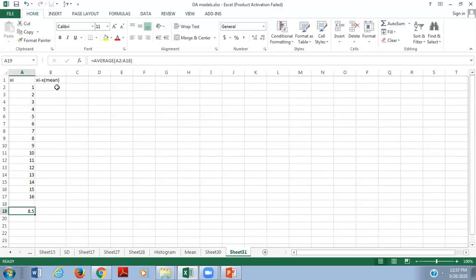Now what should I do? I have to now get the xi minus x bar. So I would put equal to xi, meaning this value, minus the mean value, meaning this value. But again, the problem is that this particular cell is fixed. The mean value is the same for all the xi items. So I have to fix this particular value. Right? Enter. Now I have to drag it.